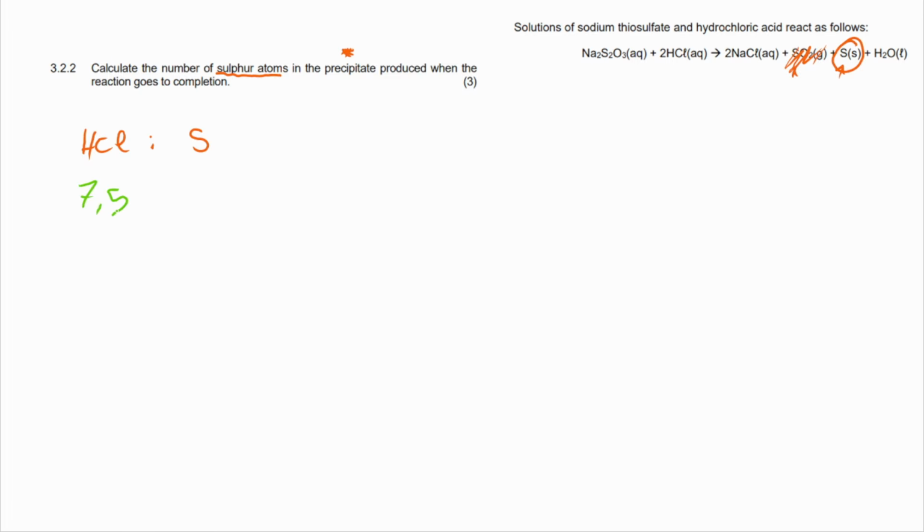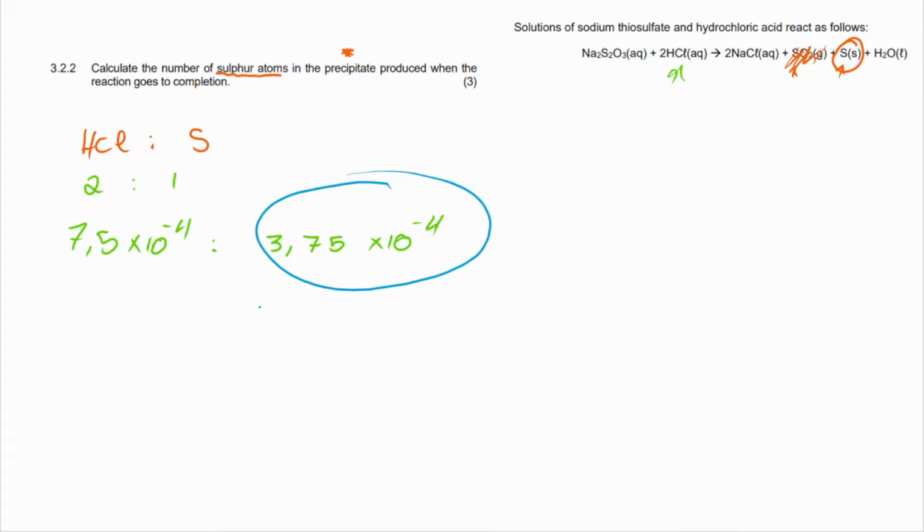So I write that 7.5 times 10 to the negative 4 is to, well, sorry, before I do that, I actually have to do the balancing numbers from this actual chemical equation over here. So it's 2 is to 1. All right, so that tells me then I just need to half this number, and that gives me 3.75 times 10 to the negative 4. Okay. So what do I have? What is this in terms of the units? This is moles. So now I have the moles of sulfur.